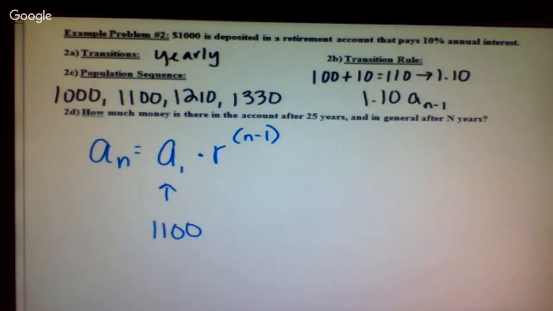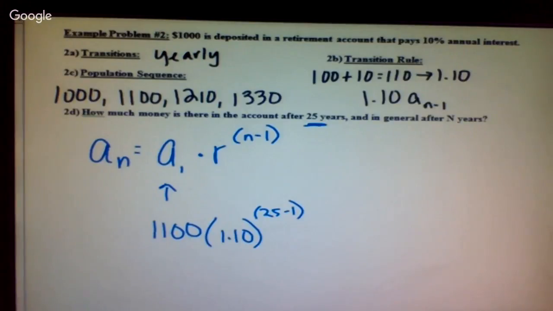1,000 times. What's my constant growth rate? What are we multiplying by? 1.10. Raised to the, I'm trying to find 25 years, so you would plug in 25 minus 1. What'd you get? 11,000? No. $10,834.7. This needs to be in parentheses.